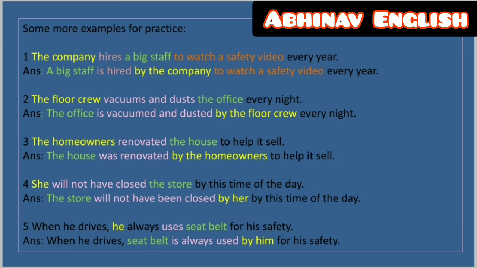The company hires a big staff to watch a safety video every year. Extra information is given about reason and time of the action. So our passive answer will be the big staff is hired by the company to watch a safety video every year. Extra information we have kept at the same place. Only main part, who and what, we have exchanged their place and we have changed the verb pattern.